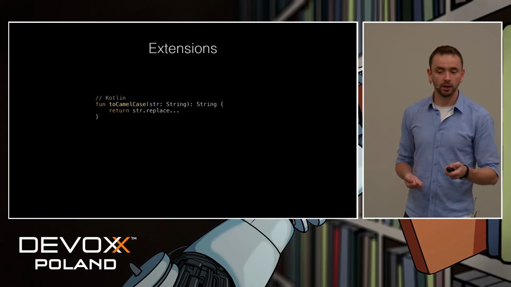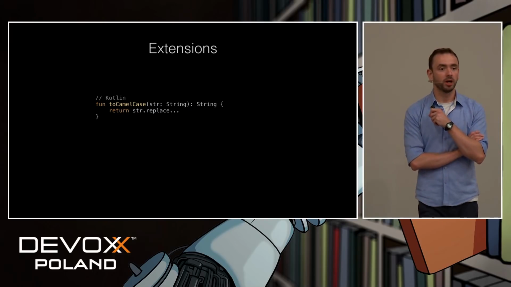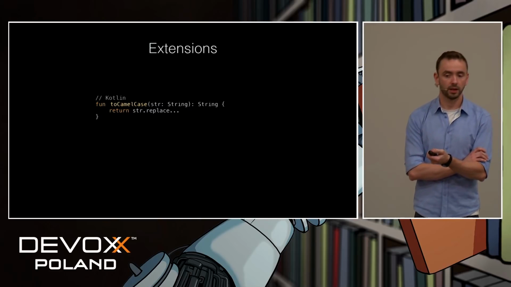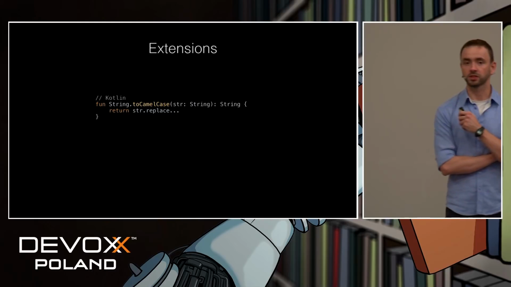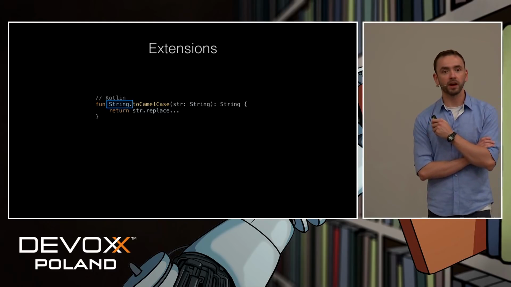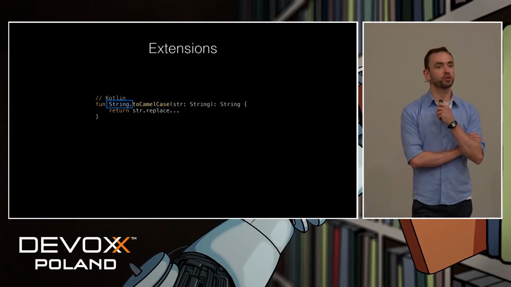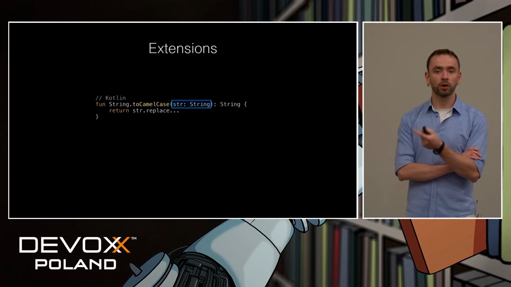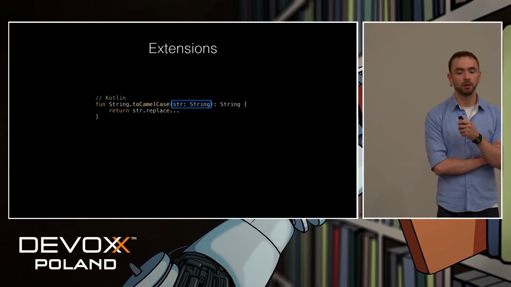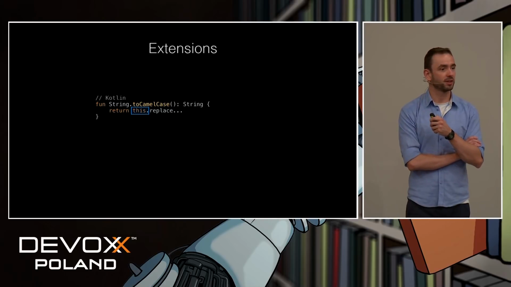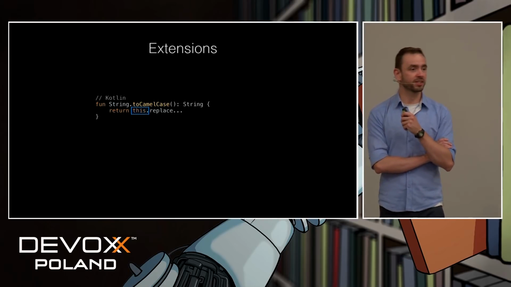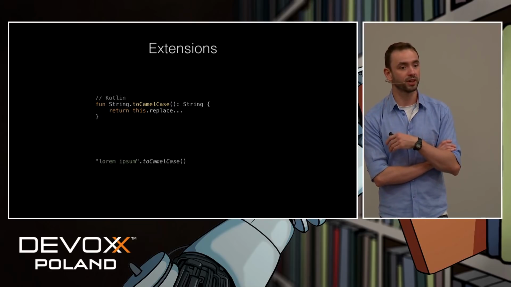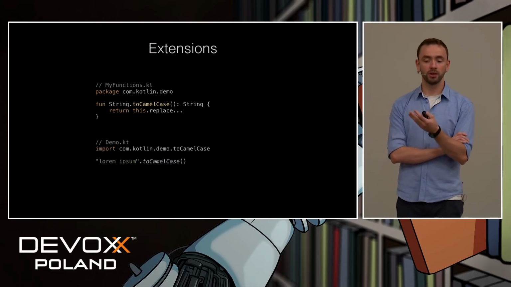Let's try. Let's start with a similar setup. We have a function that takes a string and returns its modified version. In Kotlin, we can do something like this. We can say that this function will be an extension of a string type. What this gives us is that we no longer have to pass this string as an argument because we can access it by using this. And then we use our extension just as if it was a normal member function of the string type, after explicitly importing it.